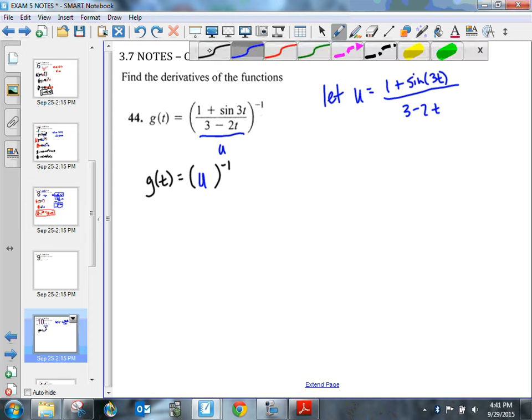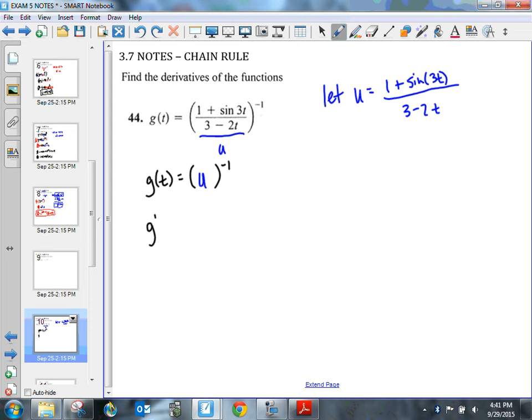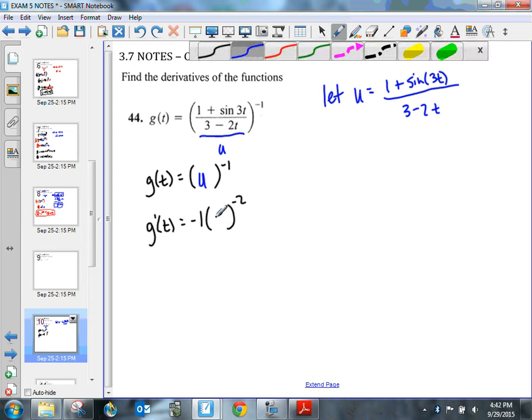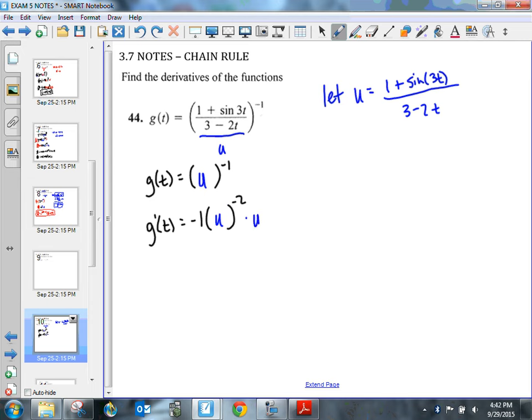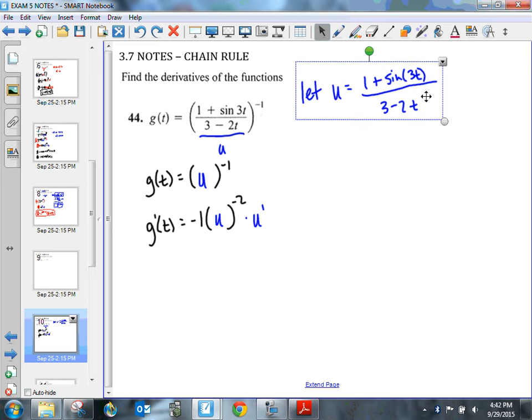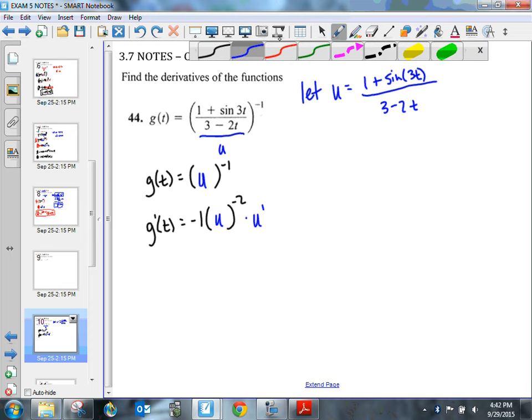So I can take my derivative and get g prime of t, and because I have an inside function, I'm doing the chain rule. I'm going to drop down the negative 1, multiply that by my function raised to the negative 2. We keep our inside function u, but then we need to multiply by u prime. So now we have to find the derivative of u. This is a little bit easier said than done. In order to find u prime, I have to use the quotient rule.